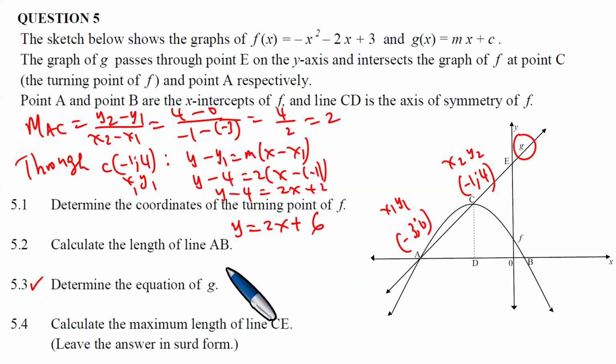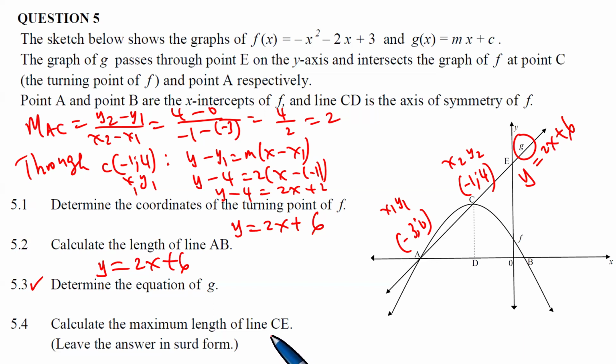So in the end, to find the equation of G, we are able to see that the equation of G is 2x plus 6. It's exactly 2x plus 6. Now you need to calculate the maximum length of line CE.